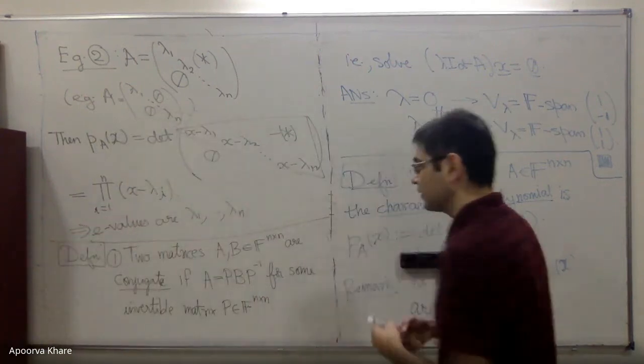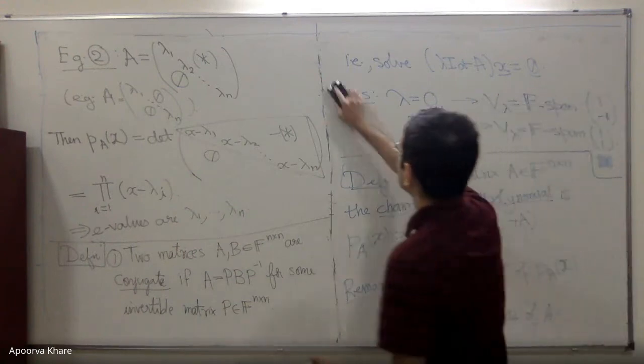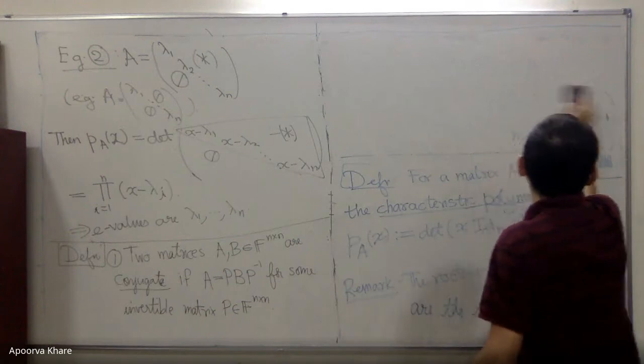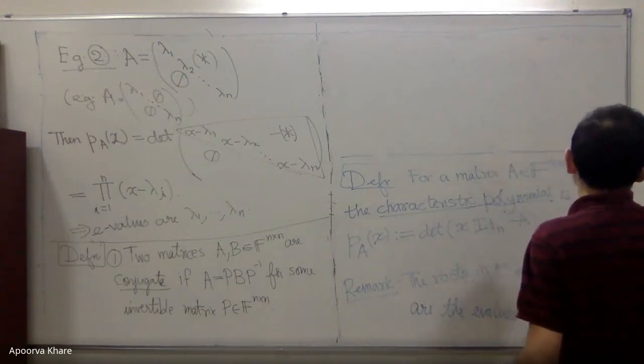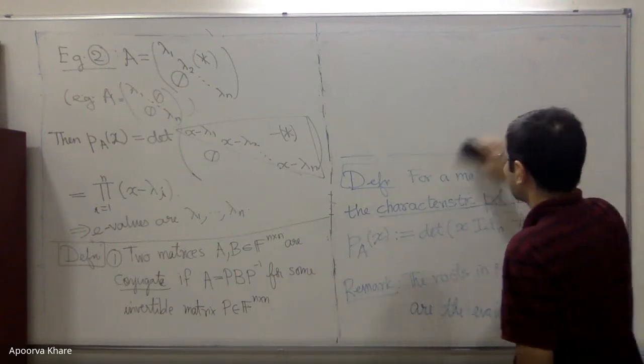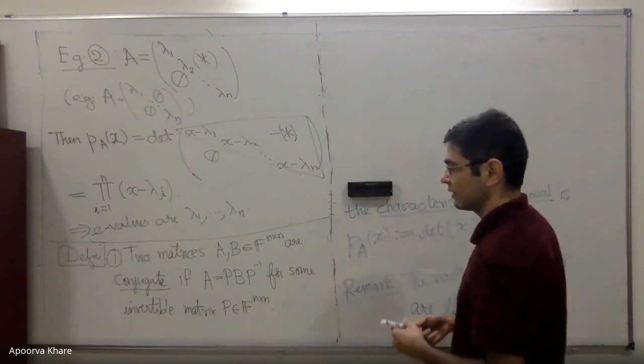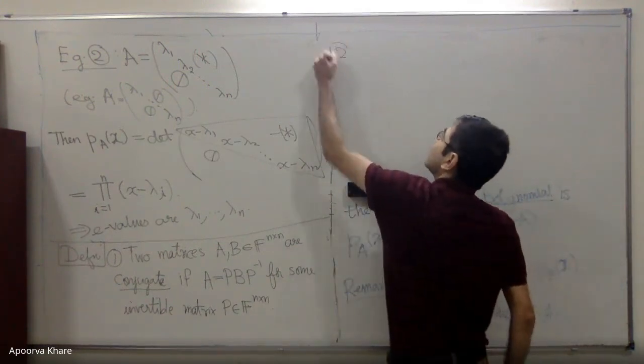That is the first definition. And the second one is a two-part definition. So maybe I should just say two more definitions. So the algebraic multiplicity and the geometric multiplicity of an eigenvalue.